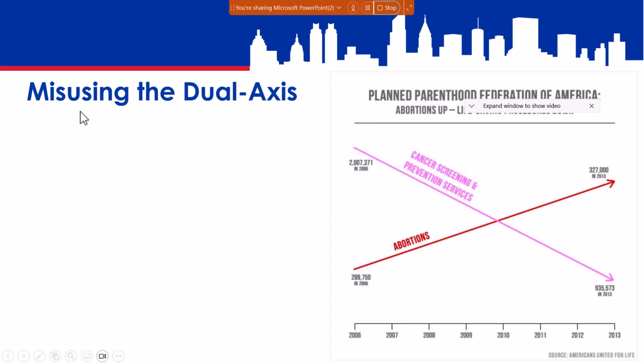Okay, so here they are misusing the dual axis. Same thing here. They're giving us two figures, and here they're trying to say there was such a sharp decrease in cancer screening, and they're trying to tell us that abortions are up through the roof. But what's wrong with this graph here?